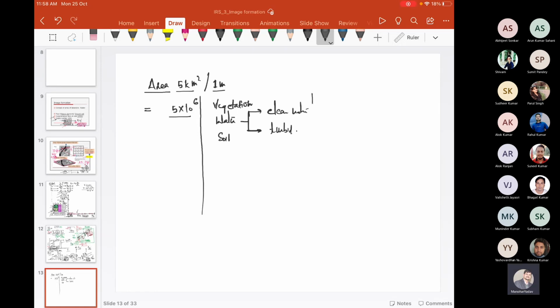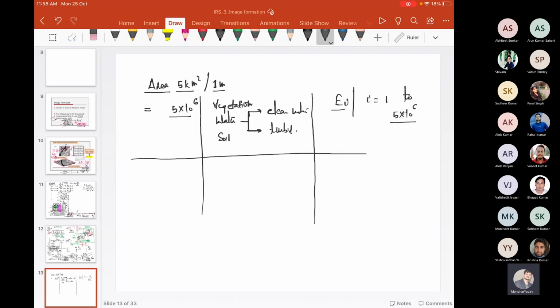And what I have done is the analysis of energy components Ei, which are from the vegetation, which are from the water. So it is all Ei components where i varies from 1 to 5 into 10 to the power 6. And through the discussion, we established the requirement why we need to go for analog to digital conversion.